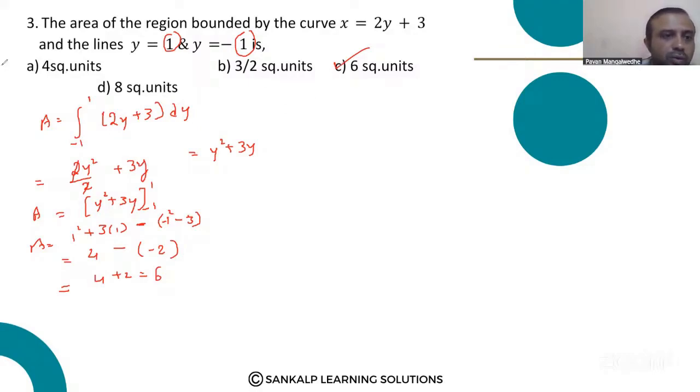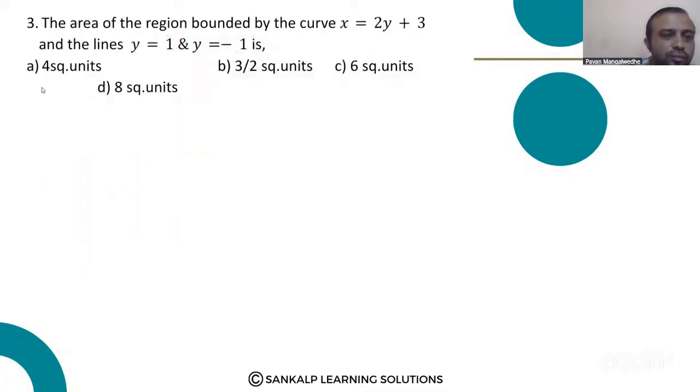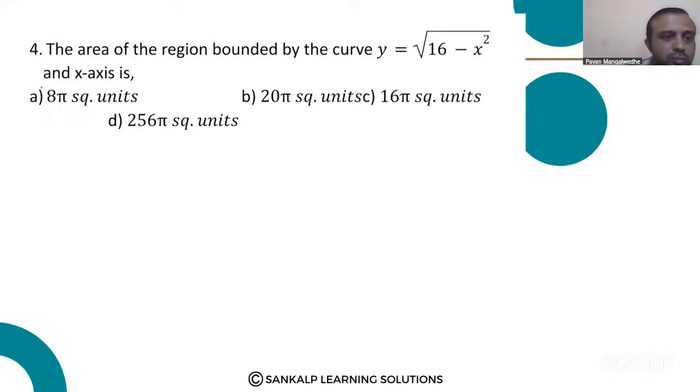Question number 4 says that the area of the region bounded by the curve y is equal to square root of 16 minus x square, and the x-axis is what?